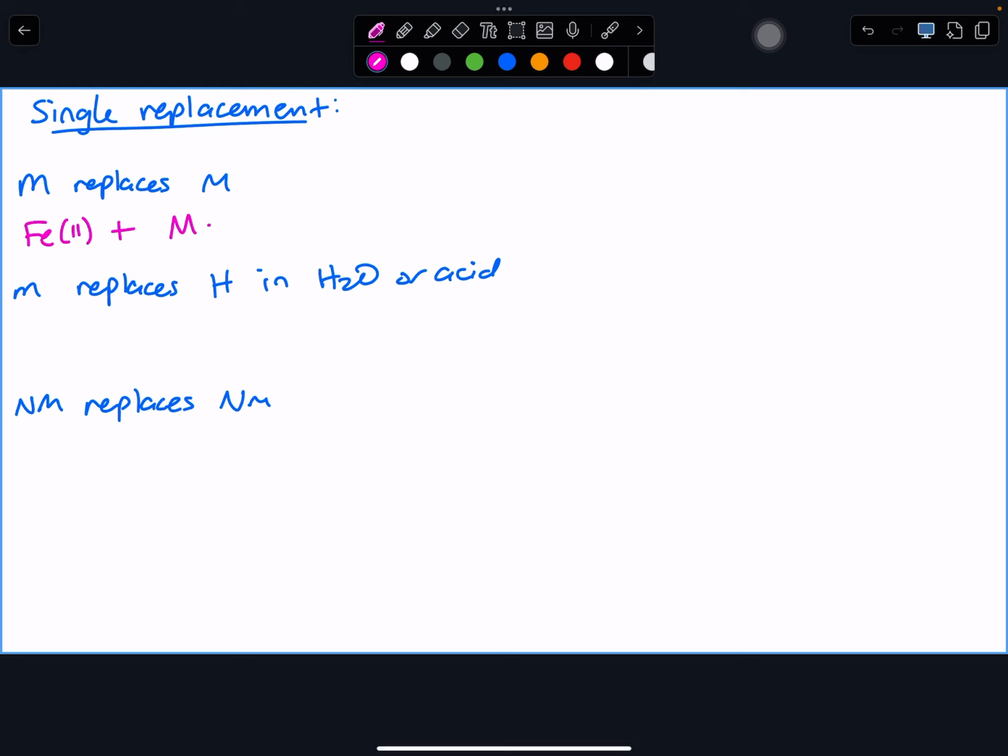Hold on, I need the activity series. That's not possible. Combustion, synthesis. That one's possible. It's not on the quiz. That's possible, but it's not going to be on your quiz.